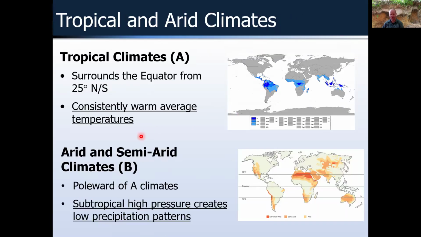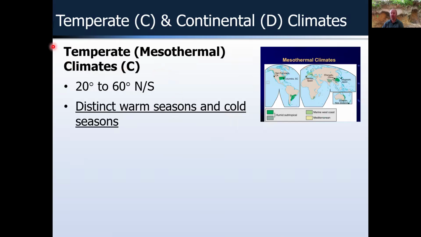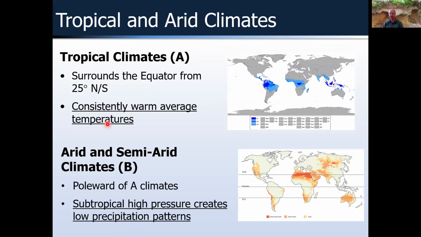So that was A, and then B, and now C. They are known as temperate, also known as mesothermal. They're interchangeable terms. So these temperate mesothermal climates, as C, are southern mid-latitude, if you will, and they have distinct warm and cold seasons, where, especially in the tropical climates, there's very little seasonality.